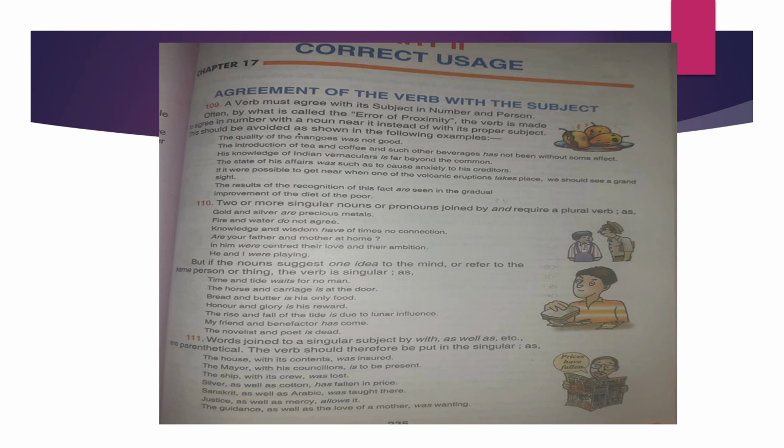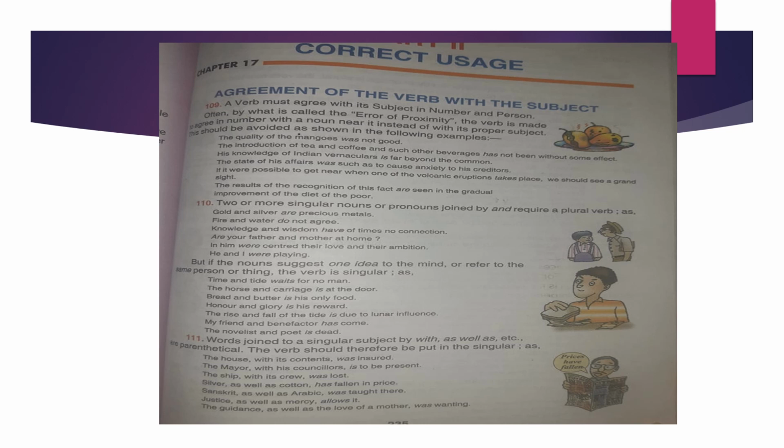The horse and the carriage is at the door. We are not using are, because horse and carriage refer to the same idea. Bread and butter is his only food. Bread and butter, again, is the same idea. That's why we are using is instead of are. Honor and glory is his reward. Honor and glory both refer to the same idea again, and that's why we have used is, a singular verb.